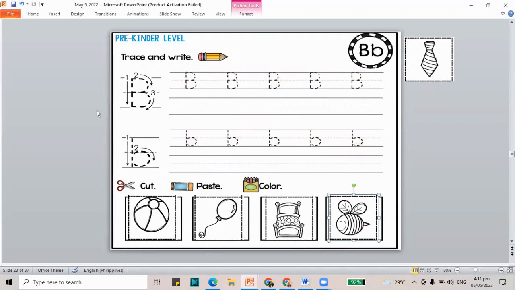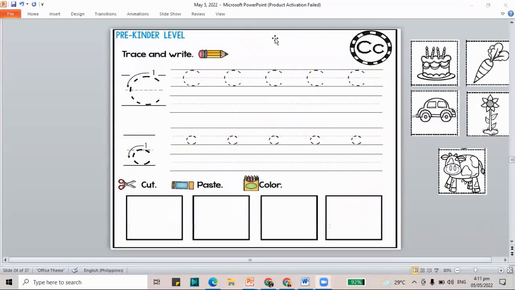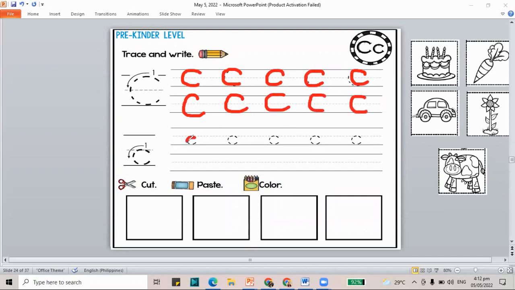Let me jump to our next work. Here we have our letter C worksheet. Trace your letter C. Letter C is like a half-eaten cookie. Go around and stop, around and stop, around and stop. So remember, make your capital letter C. Lowercase c, just like capital, go around and stop. Continue tracing and writing your letter C.